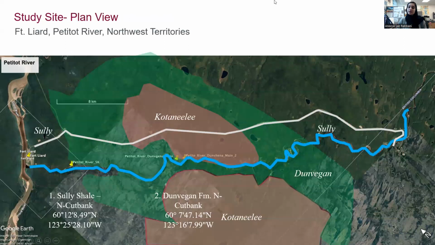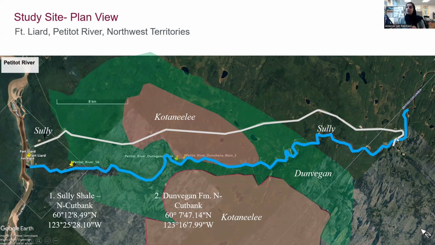So this is my study site. As I mentioned previously, I'm working close to the town of Fort Liard. What you see in blue is the Petitot River, and the transect extends about 40 kilometers in distance. This is the main highway, so the highway actually transects the river right here. There's a bridge that cross-cuts it.